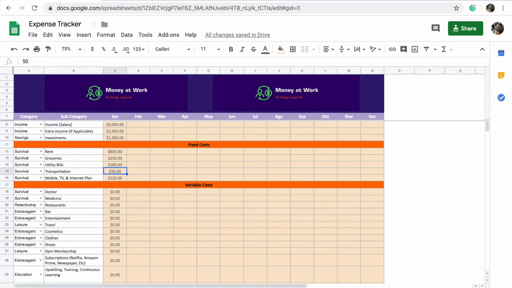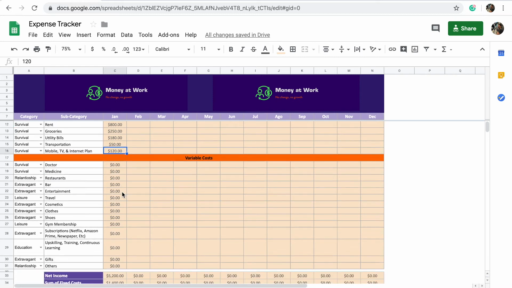And transportation, where I use metro, taxi, or if I rent a car to go somewhere else, because I don't have a car. For all the types of transportation, I sum the values and then fill them out here. And then we have mobile plan, TV, and internet plan. All of them together cost me 120 per month.